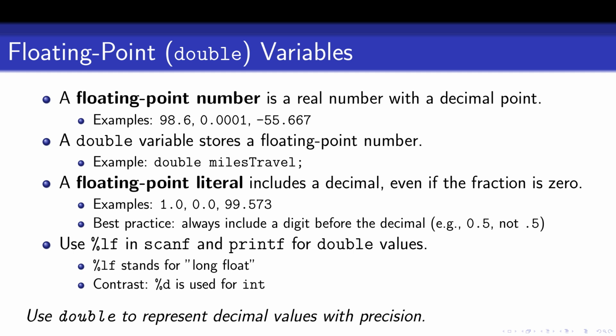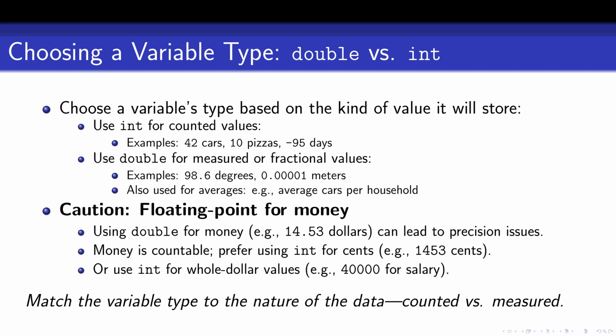When choosing between int and double, think about the kind of value you're trying to store. Use an int for values you count, like number of people, pizzas, or steps. These are whole, countable items. Use a double for things you measure, like temperature, weight, or distance, which can include fractions. For example, if you want to calculate the average number of cars per household, you'd need a double because the answer might be 2.3.